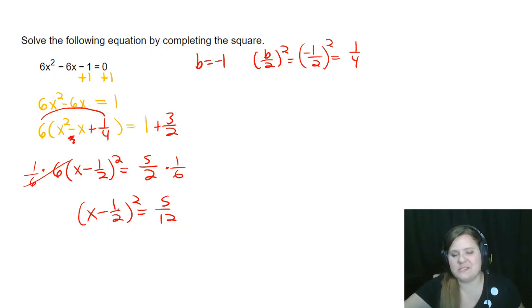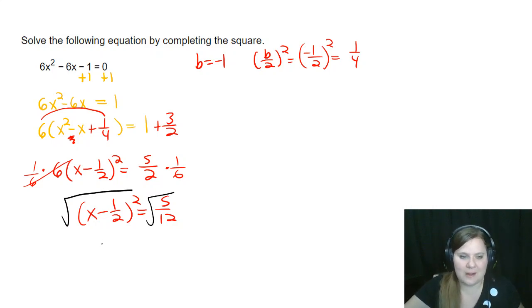Now we need to get rid of the square. So I'm going to take the square root of both sides. When I take the square root, the square and the square root cancel, and I have x minus 1/2. Over here, I have to remember that when I take the square root of a fraction, I'm really taking the square root of the top and the square root of the bottom. And I have to put a plus or minus in front.